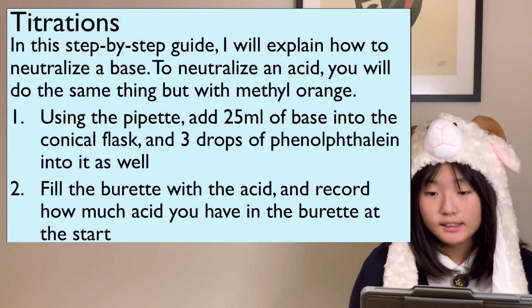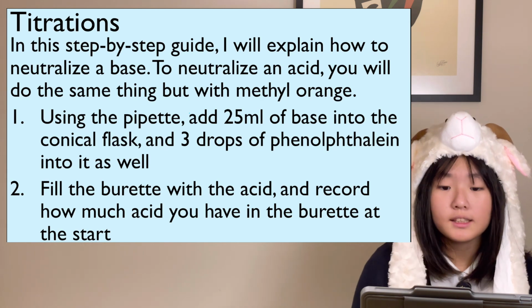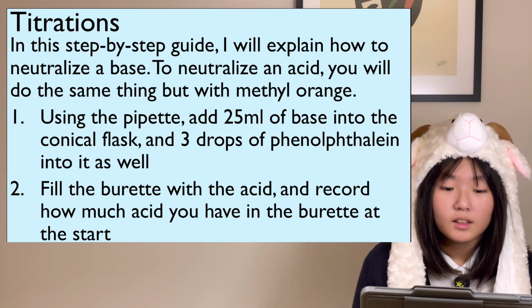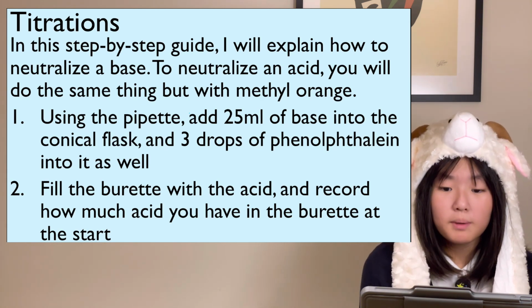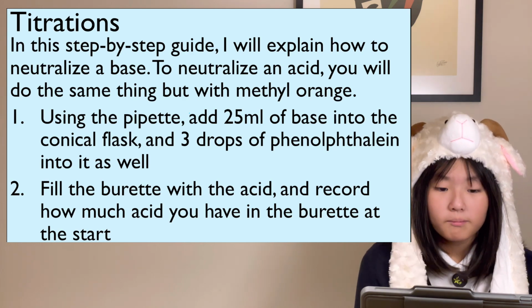In the step-by-step guide, I'll explain to you how to neutralize a base. To neutralize an acid, you will do the same thing but with methyl orange and switching the acid and base steps. Number 1. First, using the pipette, add 25 milliliters of base into the conical flask and add 3 drops of phenolphthalein into it as well.